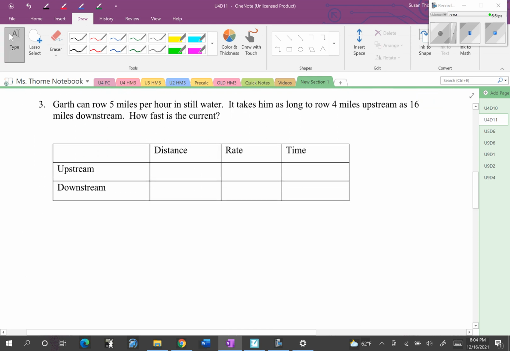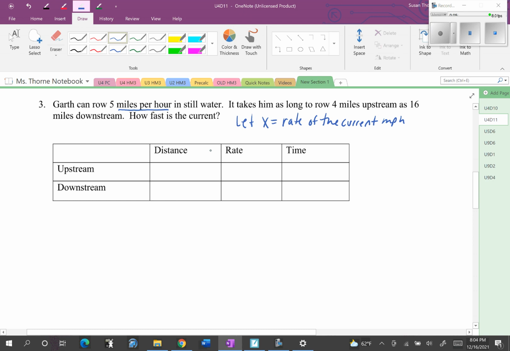All right, so now let's do something a little bit different. So looking at this problem, it says Garth can row 5 miles per hour in still water. It takes him as long to row 4 miles upstream as 16 miles downstream. How fast is the current? So we're going to let x equal the rate of the current. And of course, we are talking about the rate being miles per hour.